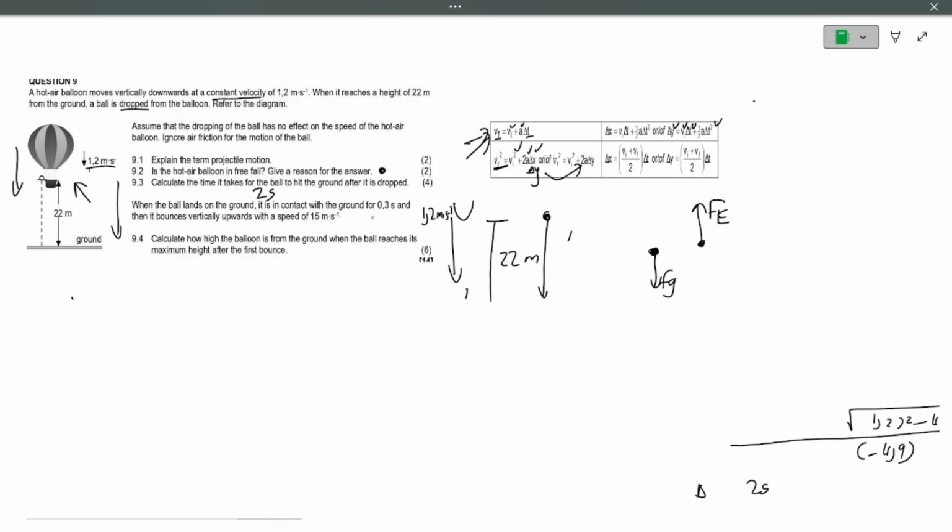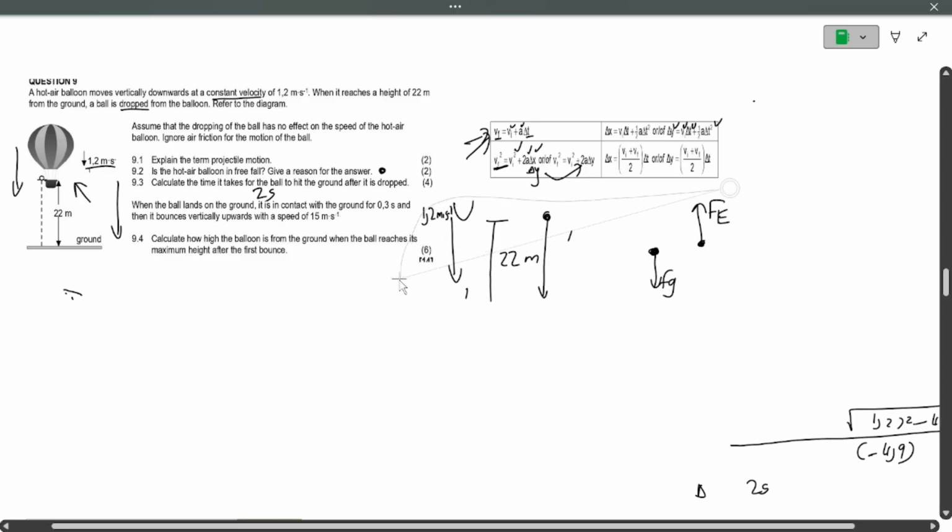So this question is saying that when this ball which has been thrown went and hit the ground, it was in contact with the ground for 0.3 seconds. And then when it hit the ground, it bounces off the ground with this speed. And then the question is, how high was the hot air balloon when the ball reaches its maximum height after the first bounce?